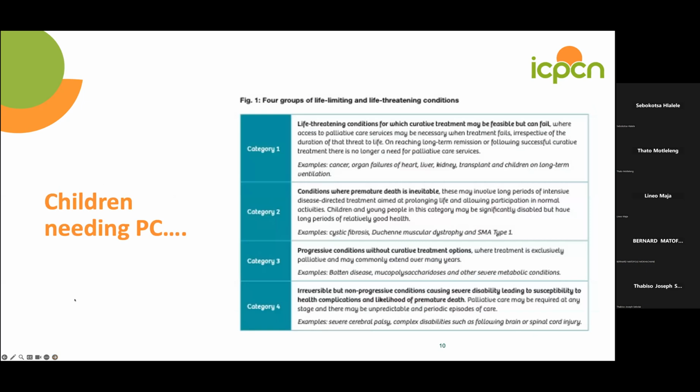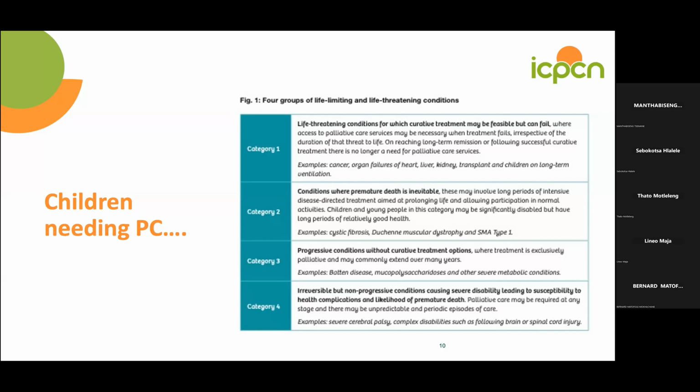Now, this work has been done in the UK, but we're in the process of looking at this in a global context in terms of trying to identify the different groups of children that need access to palliative care. There are those with children with life-threatening conditions for which curative treatment may be feasible, but it can fail. Maybe there are treatments for cancer, but maybe the child has presented late. We know that around 80% of children with cancer in low-income settings will present with advanced disease.